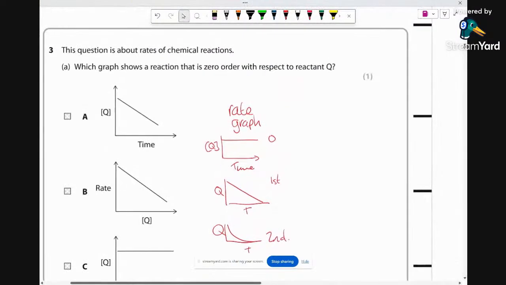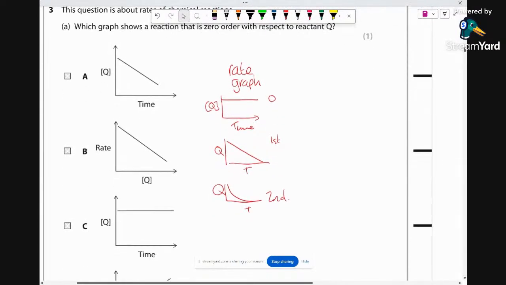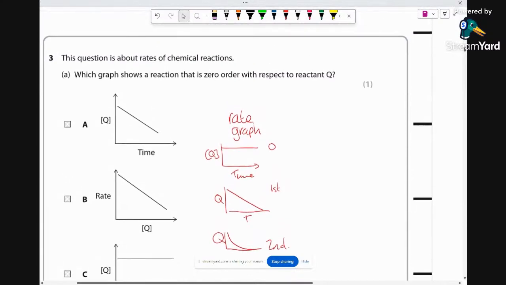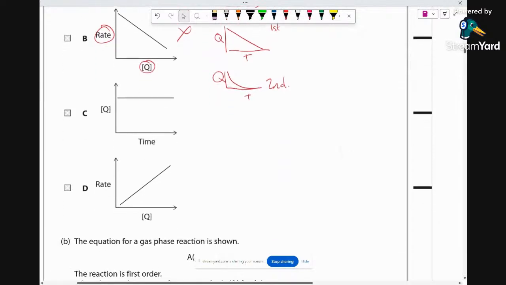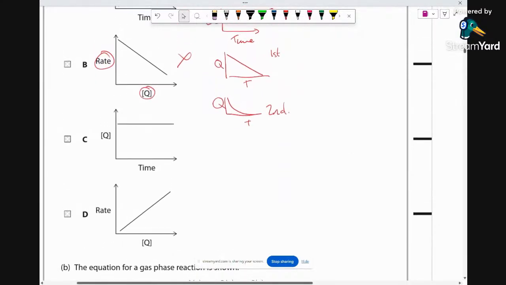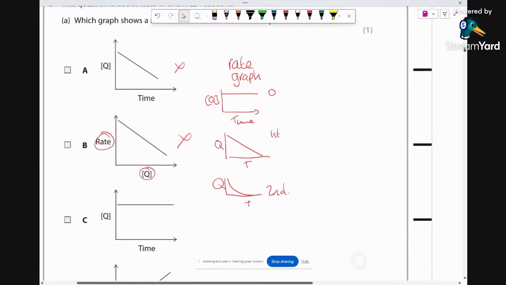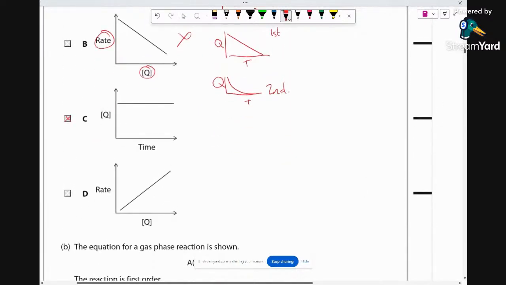So in this case, it's asked us for a 0 order graph. So we've got Q with time. This is a genuine rate graph, Q and time. So that's first order, so it's not that one. That's not 0. Rate and Q, they've been reversed. This is an incorrect graph in the first place. Then we've got another Q and time. Oh, this one works. There's my 0 order rate graph. Yeah, I'm going to go for C on this one.